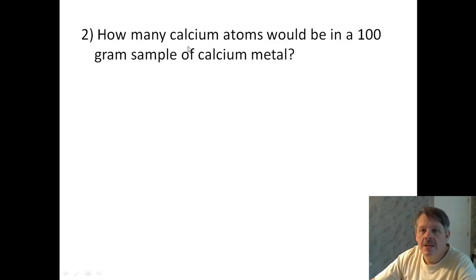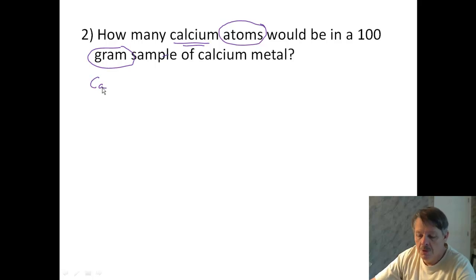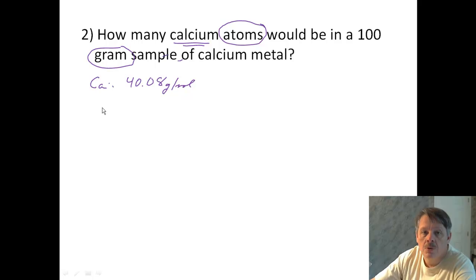All right, how many calcium atoms would be in a 100-gram sample of calcium metal? This one's pretty easy, but then your answer is going to be kind of strange. All right, we're talking about atoms, and we're going from grams. So that means we have to look at grams, and we're talking about calcium. So we look up calcium on the periodic table, and calcium is 40.08 grams per mole. Okay, so it looks like we've got about 2.5 moles here, and then we have to figure out our atoms. So let's go and do this.